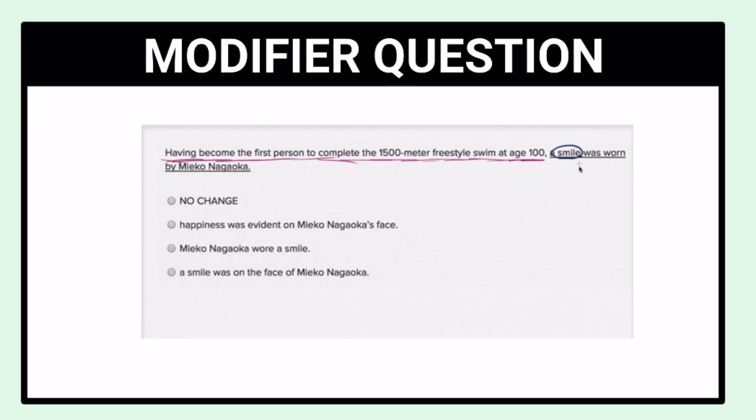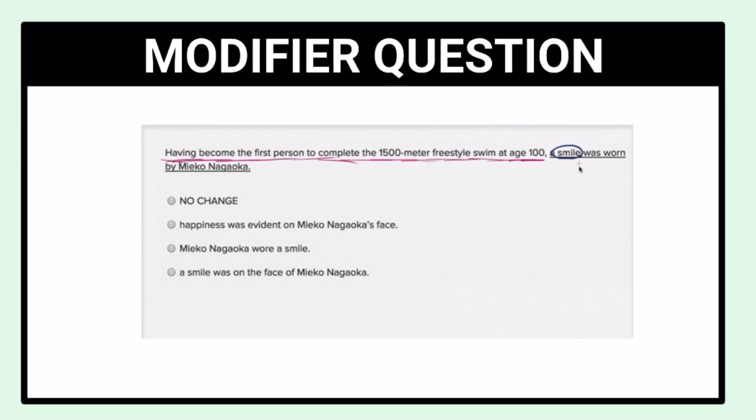The question says, having become the first person to complete the 1500-meter freestyle swim at age 100, a smile was worn by Mieko Nagaoka. And it's asking, is the current part after the comma, does that make sense? Or if not, what is the option? So I'm going to ask you guys to pause the video quickly, come up with your own answer.